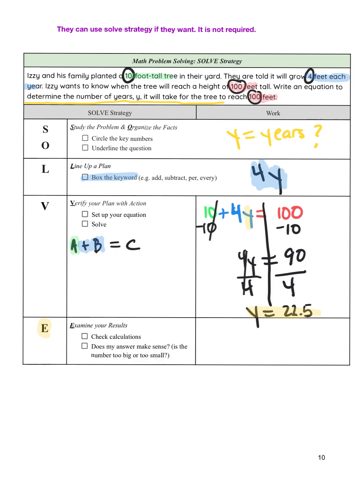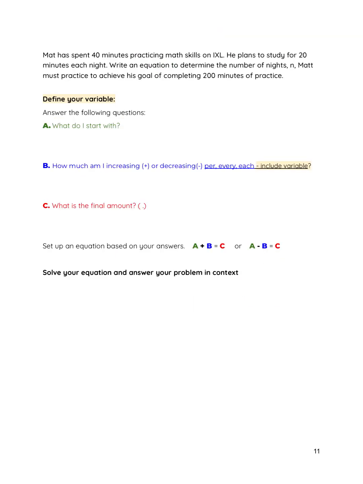And what does my answer even mean? It means it's going to take 22.5 years to grow to 100 feet. It's a tall tree. All right, hopefully you got all this down, and we'll move on to the next one.